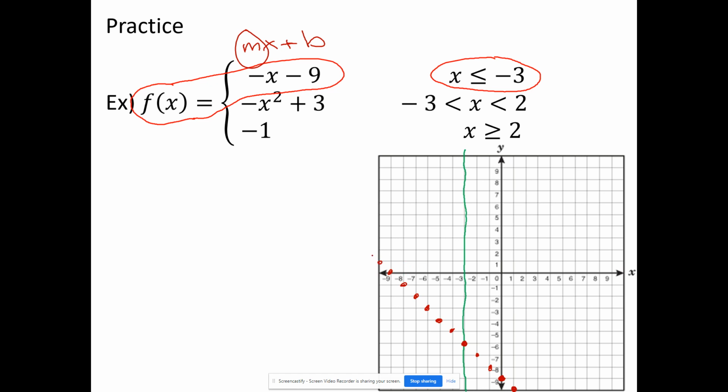So over here, there'll be a diagonal line going down there, and it's going to continue on going down there. So that's the graph of f of x equals negative x minus 9. It's this one down here in red. Again, we only want that for x less than or equal to negative 3.